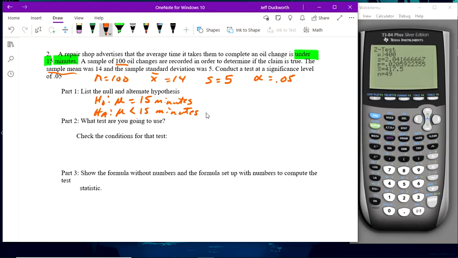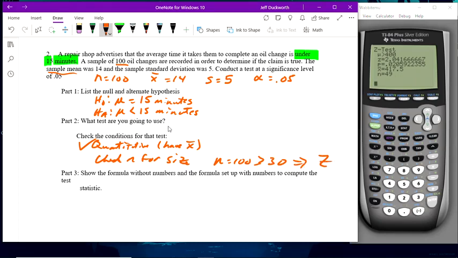All right, what test are we going to use? Well, let's do the conditions again. We know it's quantitative again, since we have x bar. We're good. And the next thing was check n for size. So we have n is 100, which is greater than or equal to 30, so we go with the z. So we're going to use a z-test. The formula will be the same, and actually the formula is the same whether it's a z or a t for this case.